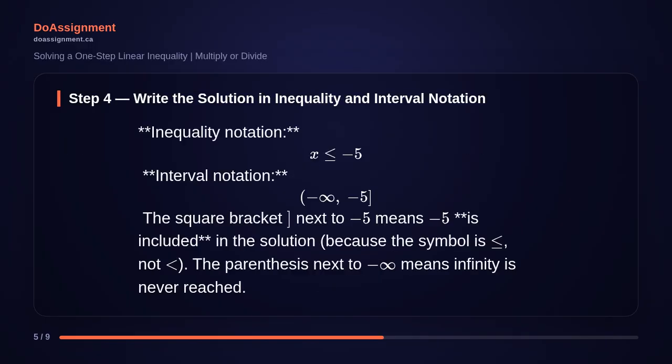In inequality notation, the answer is x is less than or equal to negative 5. In interval notation, we write negative infinity to negative 5 with a square bracket on the right side. The square bracket tells us that negative 5 is included in the solution set. We always use a parenthesis next to infinity because infinity is not a real number you can actually reach.